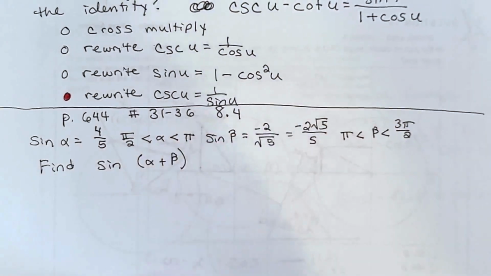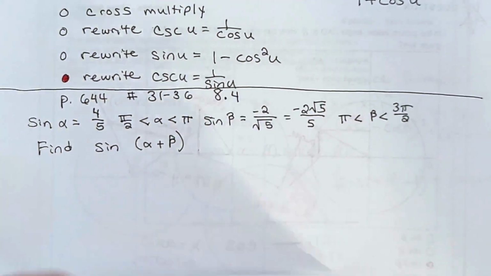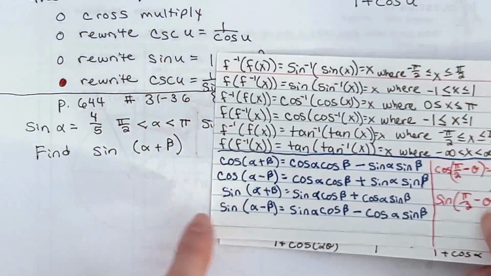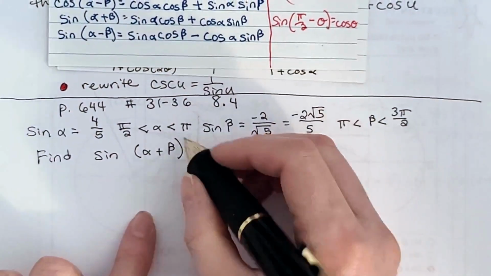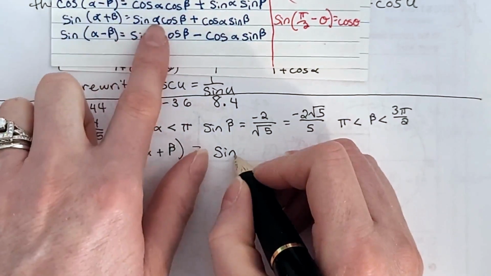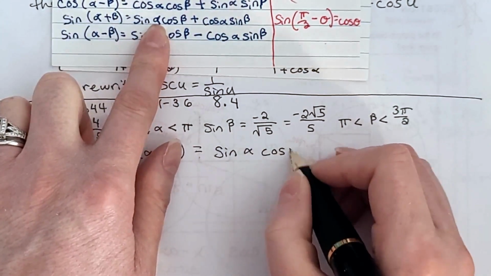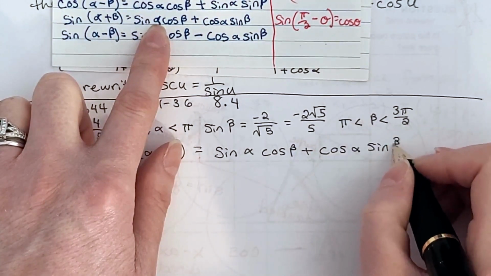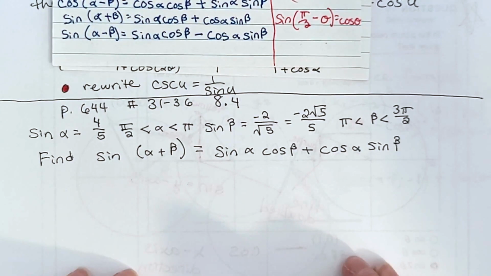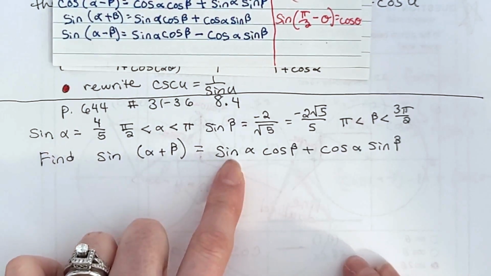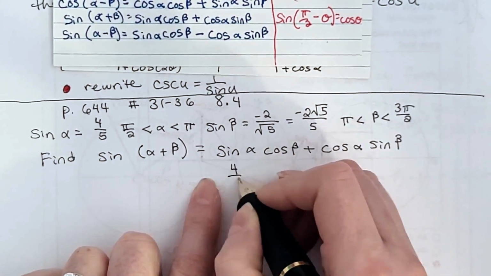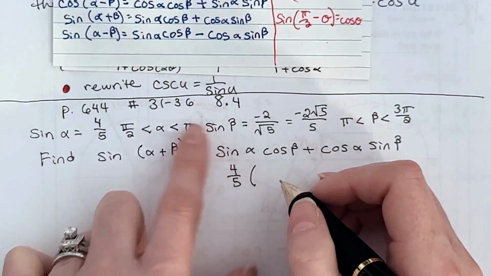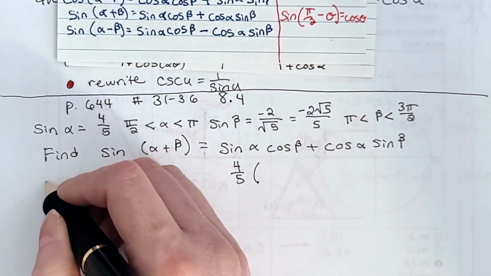So you definitely need to memorize those formulas. For sure, on the test, make sure you have these memorized and those ones down there memorized. So sine of alpha plus beta would be sine alpha cos beta plus cos alpha sine beta. So that's your formula. We're going to plug this stuff in. So sine of alpha, that's 4/5, cos of beta. To find that, you're going to need to draw your triangles for this thing.